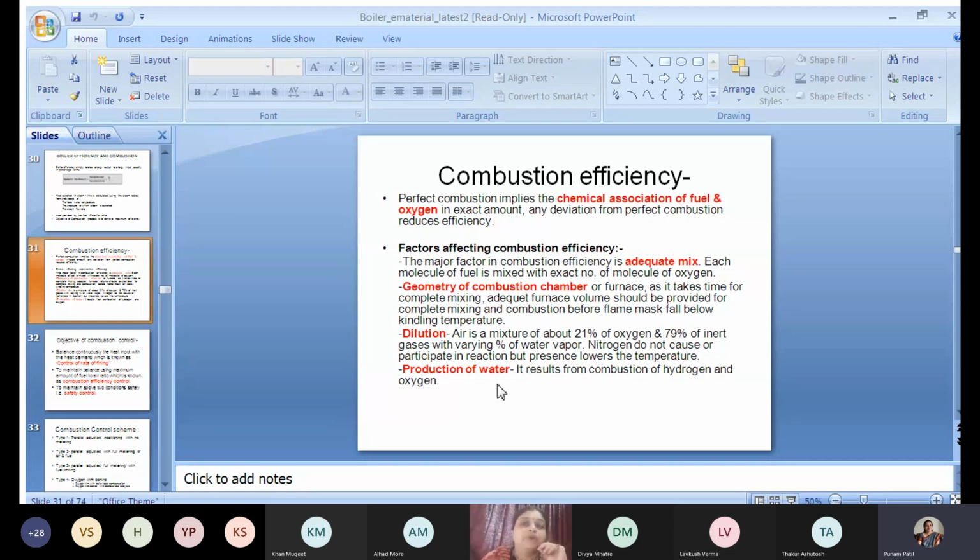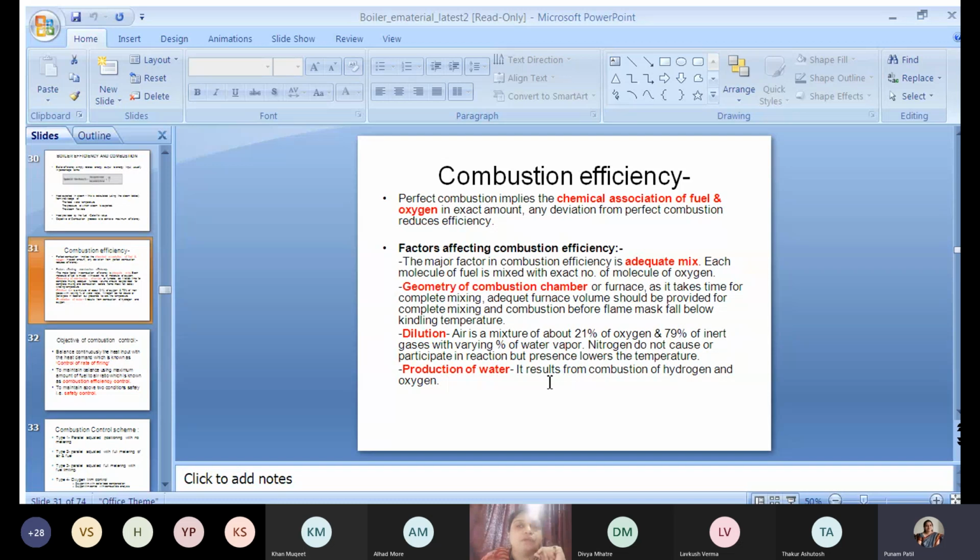Okay. Next is production of water. It results from the combustion of hydrogen and oxygen. Air contains other gases, 1% other gases, in which a little hydrogen is present. Oxygen is already there in the air. So this hydrogen and oxygen mix with each other and produce some water droplets. Okay, so it produces water. If the flame is not there, unnecessarily moisture content is produced in the combustion chamber, and obviously it reduces the efficiency of combustion. So we don't want the excess air.